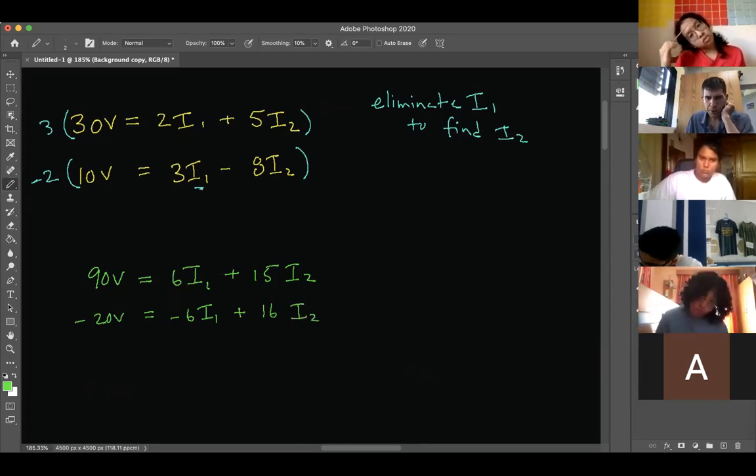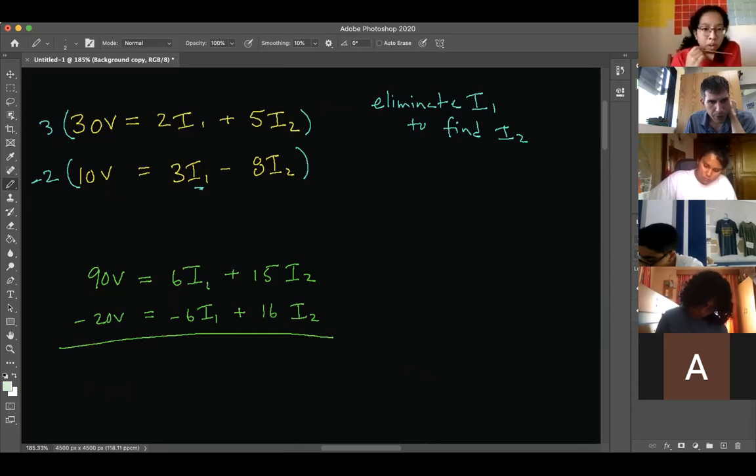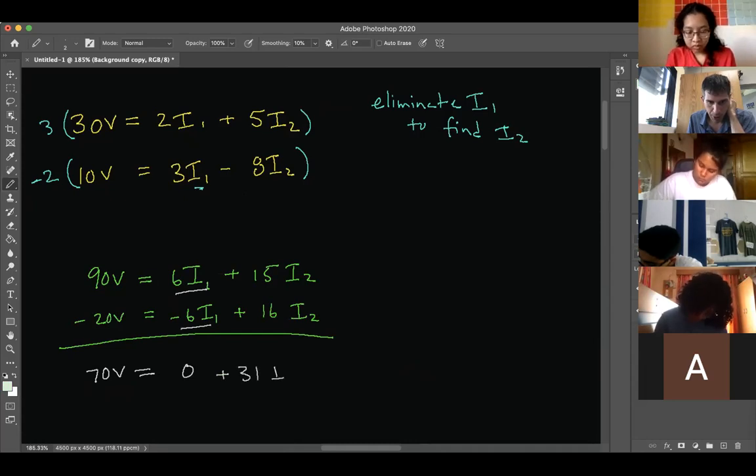All right, does everyone agree with that so far? All right, so now all you do is you add these two equations together. So 90 minus 20 should be 70 volts. 6I1 minus 6I1 should just be 0. And then 15I2 plus 16I2 will be 31I2.